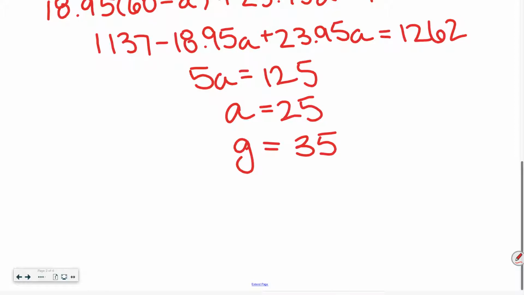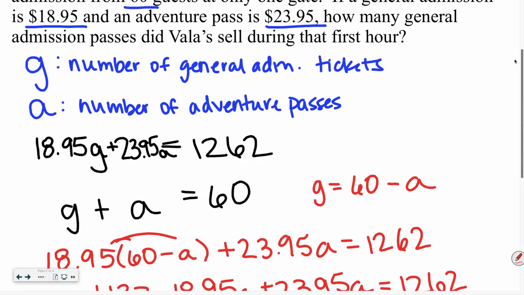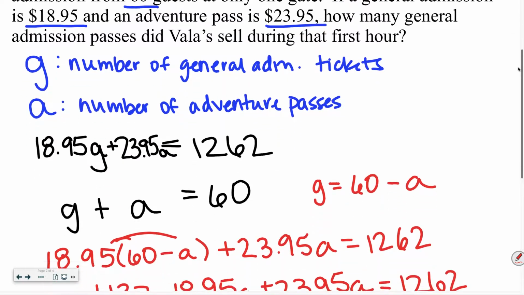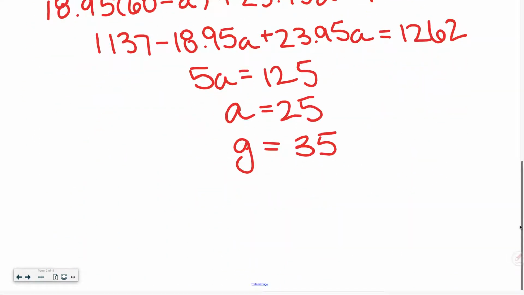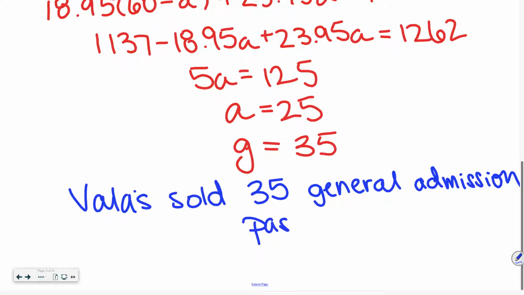Okay, let's make sure we're answering the question. We found the number of tickets for each, but the only thing I want to know is how many general admission passes did Vallis sell during that first hour? Vallis sold 35 general admission passes. Sentence. Do you want us to do that? I would like that, yeah.